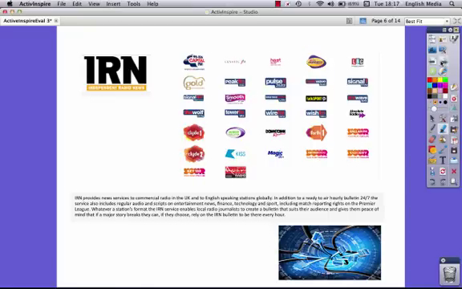Another big distributor is Independent Radio News, and they distribute to some of the biggest radio shows in the UK. For example, Capital FM, Kiss, Magic, and Classical FM. As you can tell by the picture at the bottom, it's a picture to represent the distribution of news to each of these companies and how it's spread.